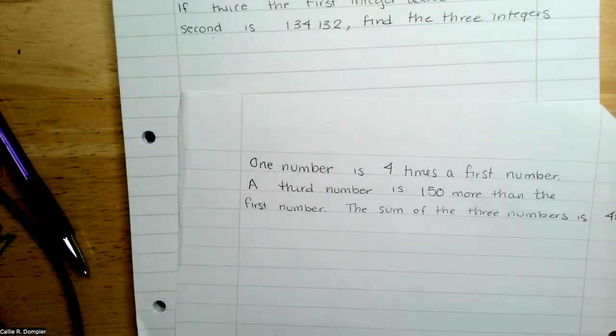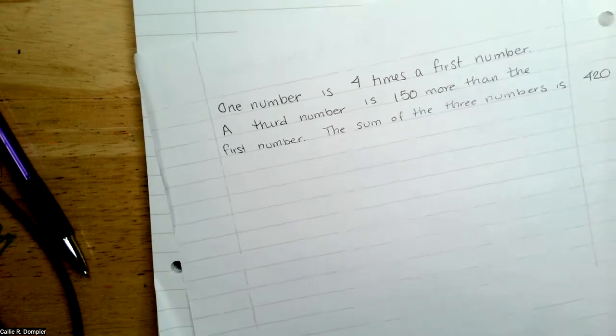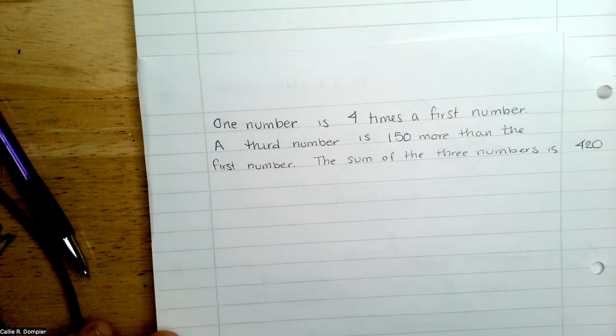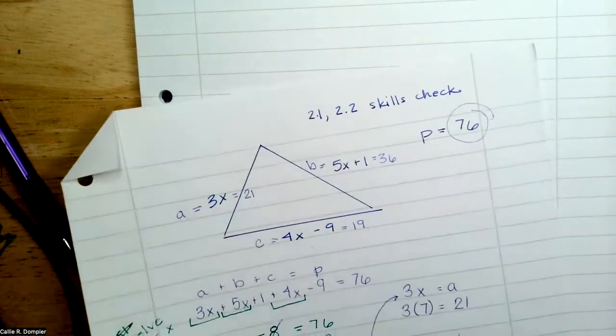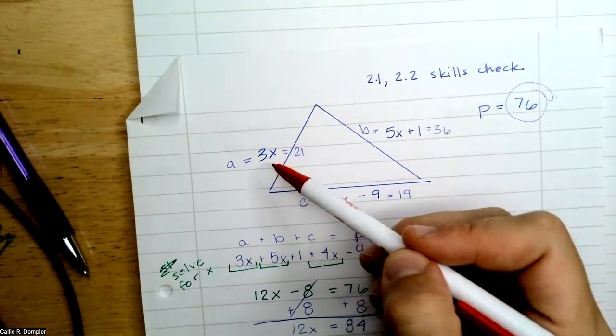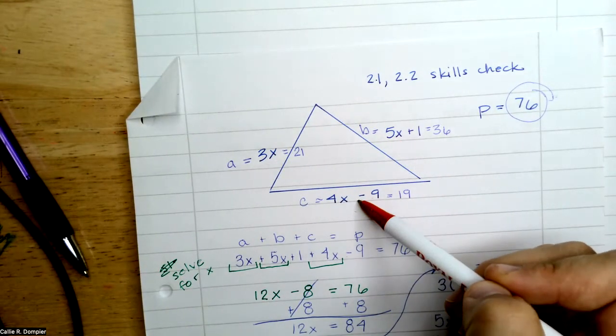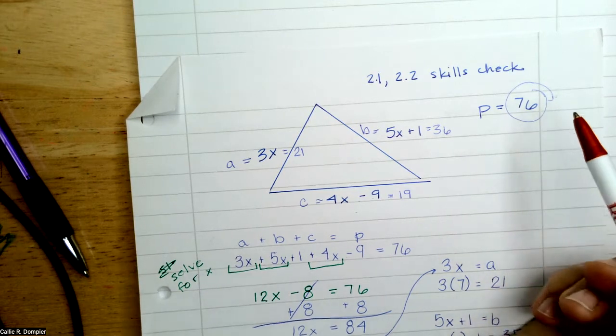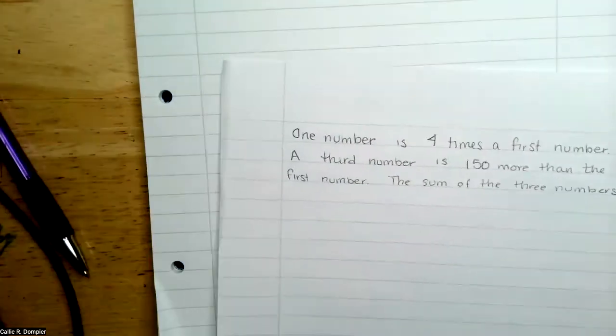The other one is slightly different than this, but we're going to try to solve this one. If one number is 4 times a first number, a third number is 150 more than the first number, the sum of the three numbers is 420. So just like here, we had 3x and 5x plus 1 and 4x minus 9, we set it equal to 76, equal to our total, okay? Let's look at this one.